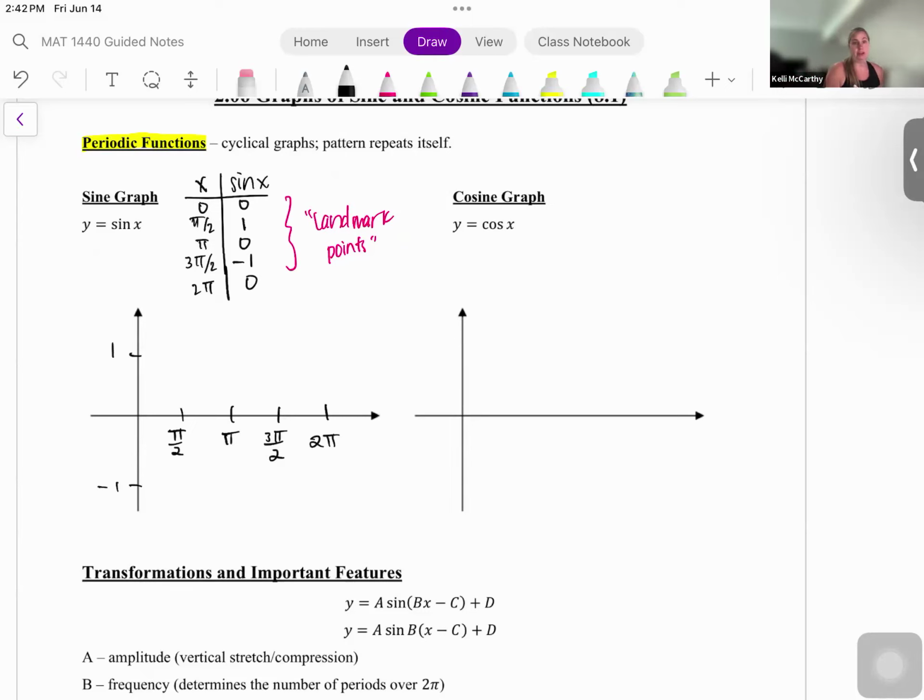The min of this function is -1. The max is +1. Sine of 0 is 0. Sine of pi over 2 is 1. Sine of pi is 0. Sine of 3 pi over 2 is -1. And sine of 2 pi is 0.